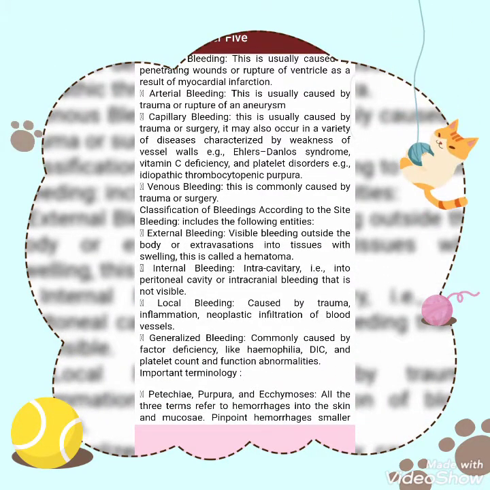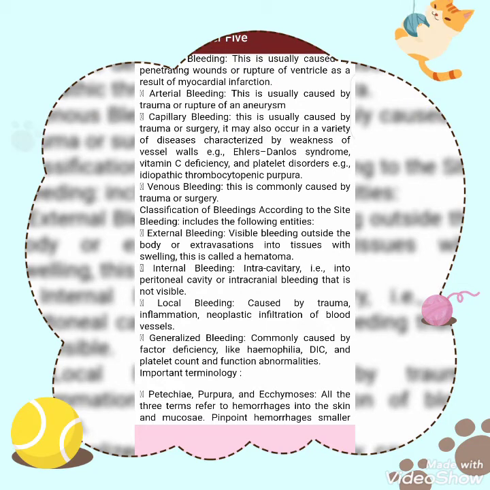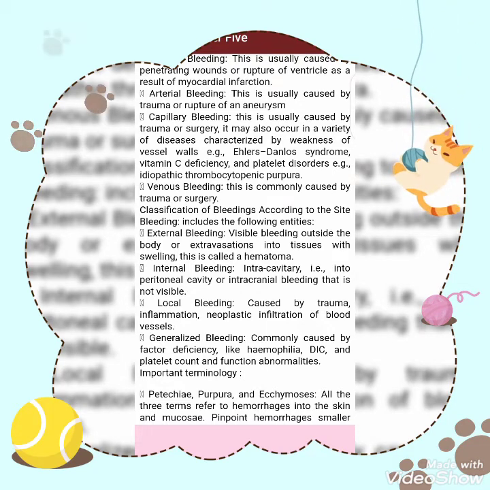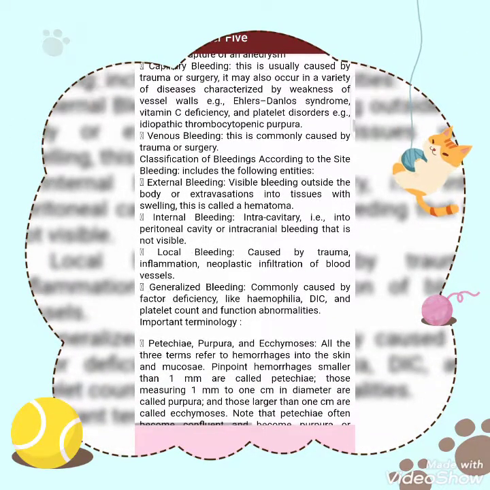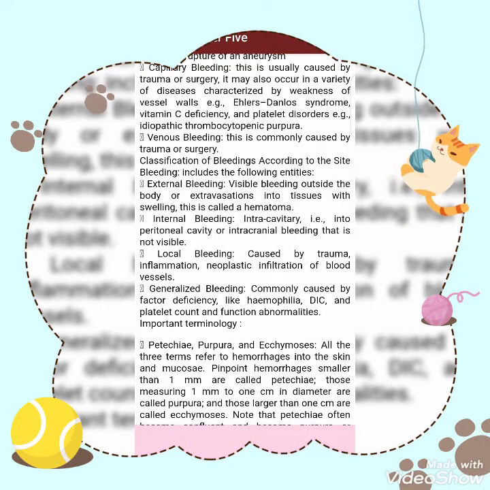Now I am coming to discuss with you capillary bleeding. This is usually caused by trauma or surgery. It may also occur in a variety of diseases characterized by weakness of vessel wall, e.g. Ehlers-Danlos syndrome, vitamin C deficiency, and platelet disorder, idiopathic thrombocytopenic purpura. Now I am coming to discuss with you venous bleeding. This is commonly caused by trauma or surgery.